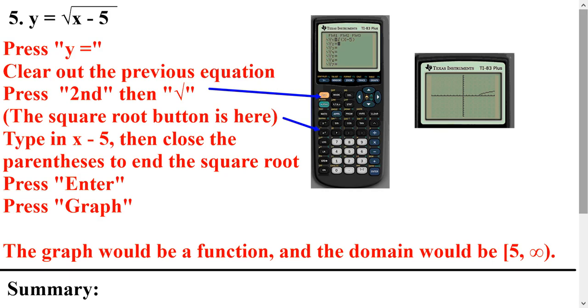So the graph would be a function, and you would write your domain like this, from positive 5 to infinity. All right, make sure to go back and answer the essential question and write your summary.